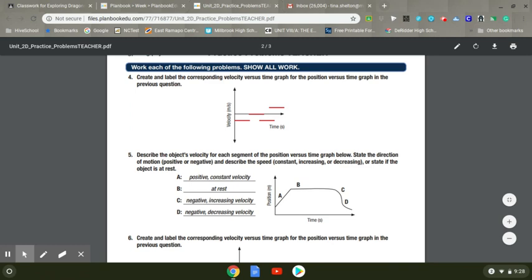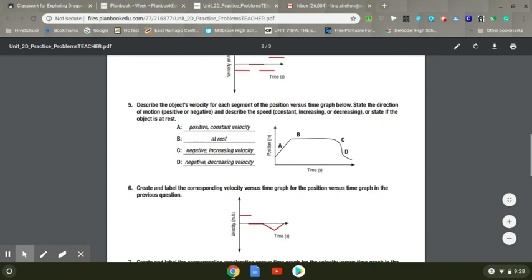B is at rest again. C is negative, and it's increasing velocity because it's not a straight line. It's sort of a curved line, so it's increasing velocity. And D is negative, and it's decreasing velocity because it's starting to sort of go back into a flat or a more straight type of line.